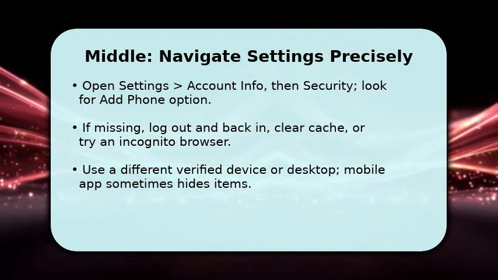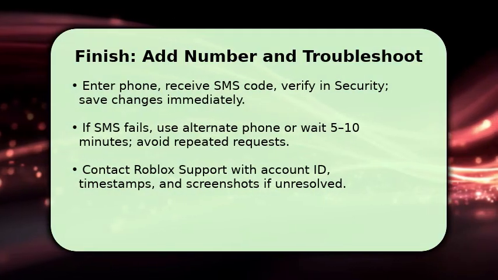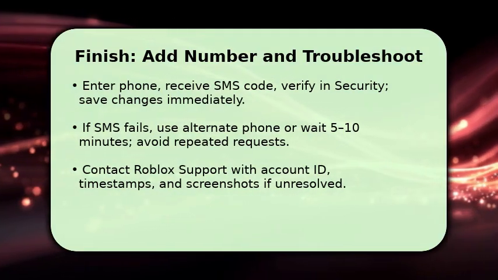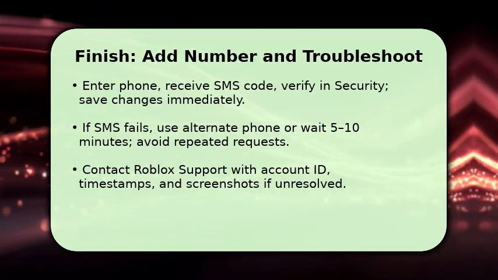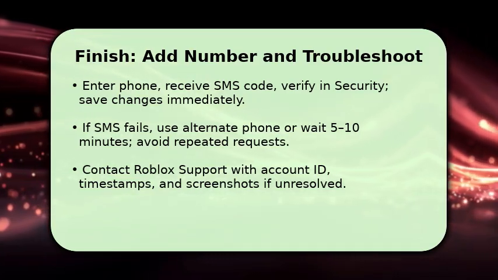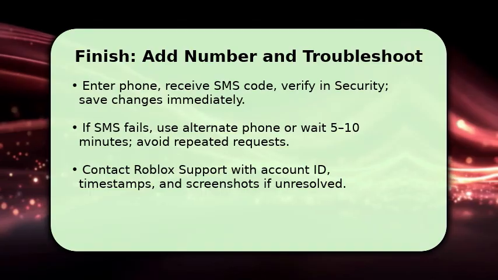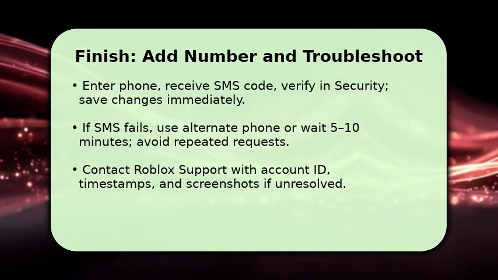Finish by entering your phone number in the Add Phone field, then wait for the SMS code and verify it in Security. Save changes and confirm two-step settings. If you don't get a code, try an alternate number or wait 5 to 10 minutes before requesting again to avoid rate limits. If the option remains missing after these steps, collect account ID, screenshots, and timestamps.